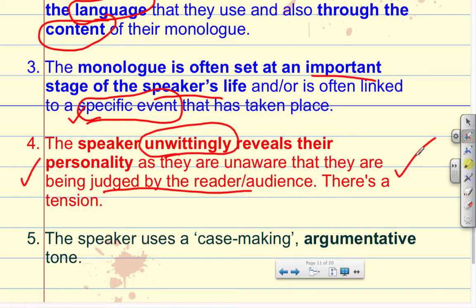And then this is often true as well, number 5, that the speaker uses a case-making, argumentative tone. So you often find that. There are other features that people may think are features of dramatic monologue. I'm not arguing that they're not, but for me, these are the top 5, really. And sometimes they're not always relevant, so you won't always see this, I've said before.